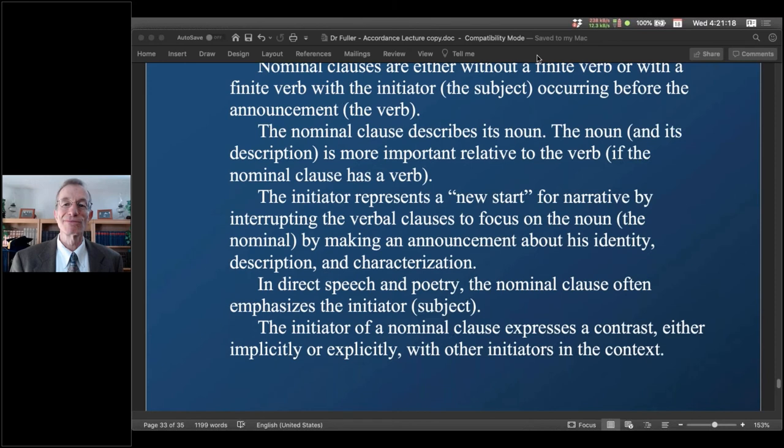All right. Is it correct to infer that some nominal clauses have one or more infinite verbs? It's possible. I'd have to go and look at that. But yes, it could be. You could have an initiator and then a verb and then another verb, and it's all within an overall nominal clause. That could be true.